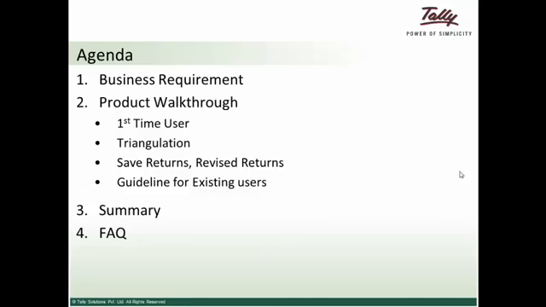First, we'll cover the business requirements. Then we'll go through a product walkthrough, which we'll cover in 4 phases. First, we'll see how the experience will be for a first-time user. Then we'll move on to the triangulation report. Then we'll move on to the returns. How do we save the returns and how do we view the revised returns? Then we'll move on to the guidelines for the existing users. The third agenda would be the summary, and the fourth one, the FAQs.